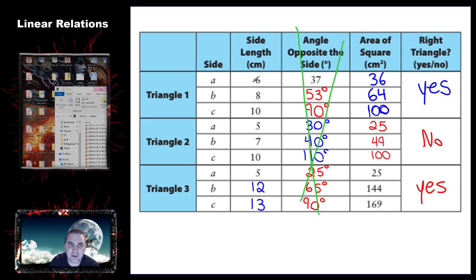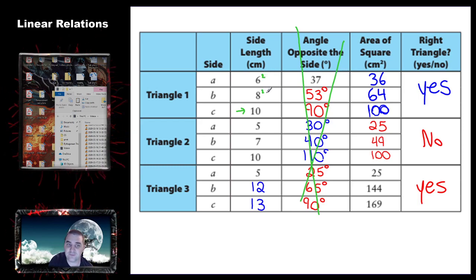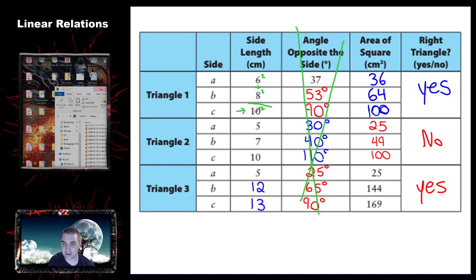Just looking at these, you have the side lengths 6, 8, and 10. You should be able to identify that 10 is the hypotenuse because it's the biggest side. The important thing to remember is it's a right triangle if the squares of the two smaller sides add up to produce the square of the biggest. So 6 squared is 36, 8 squared is 64, and 36 plus 64 is 100, so it is a right triangle.